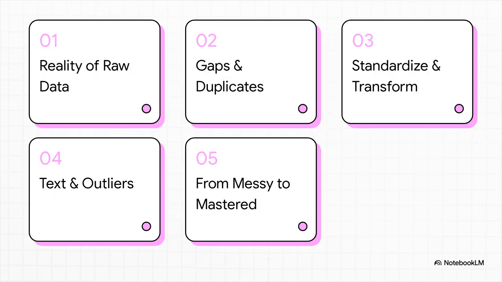All right, here's our game plan for this explainer. We'll start with the harsh reality of raw data. Then we'll get our hands dirty with the most common issues: gaps and duplicates. From there, we'll move on to standardizing everything before tackling the really tricky stuff like messy text and outliers. And finally, we'll see how it all comes together.